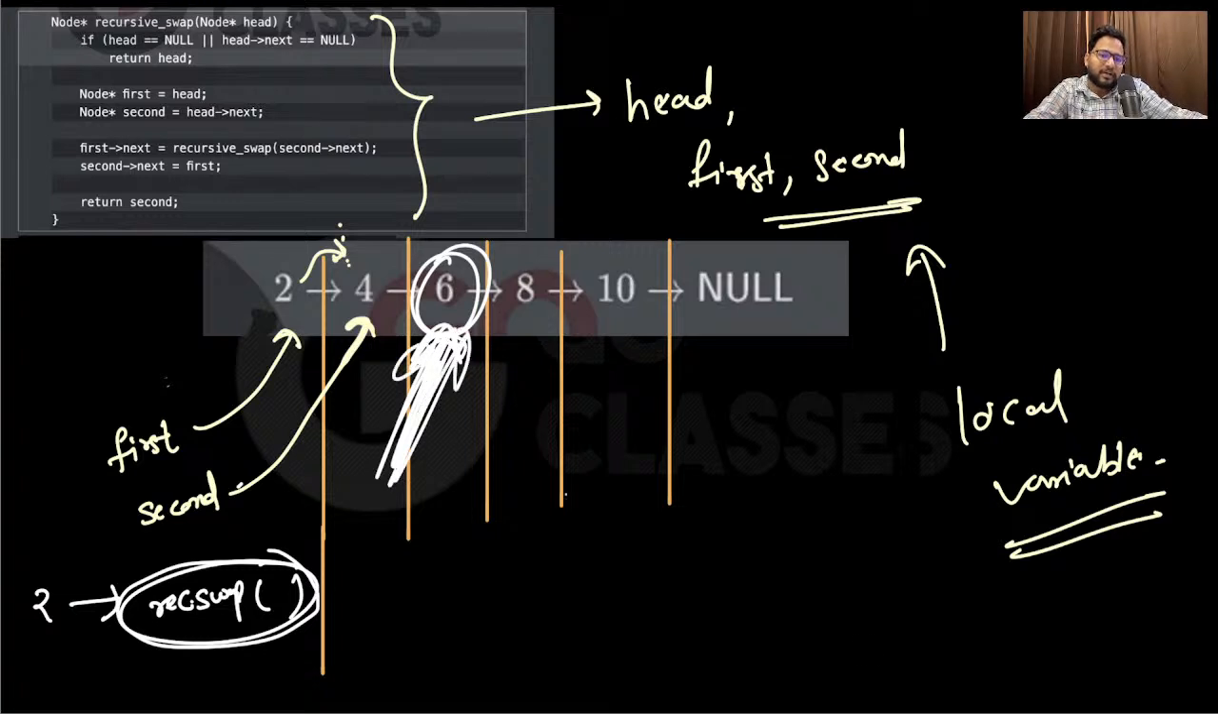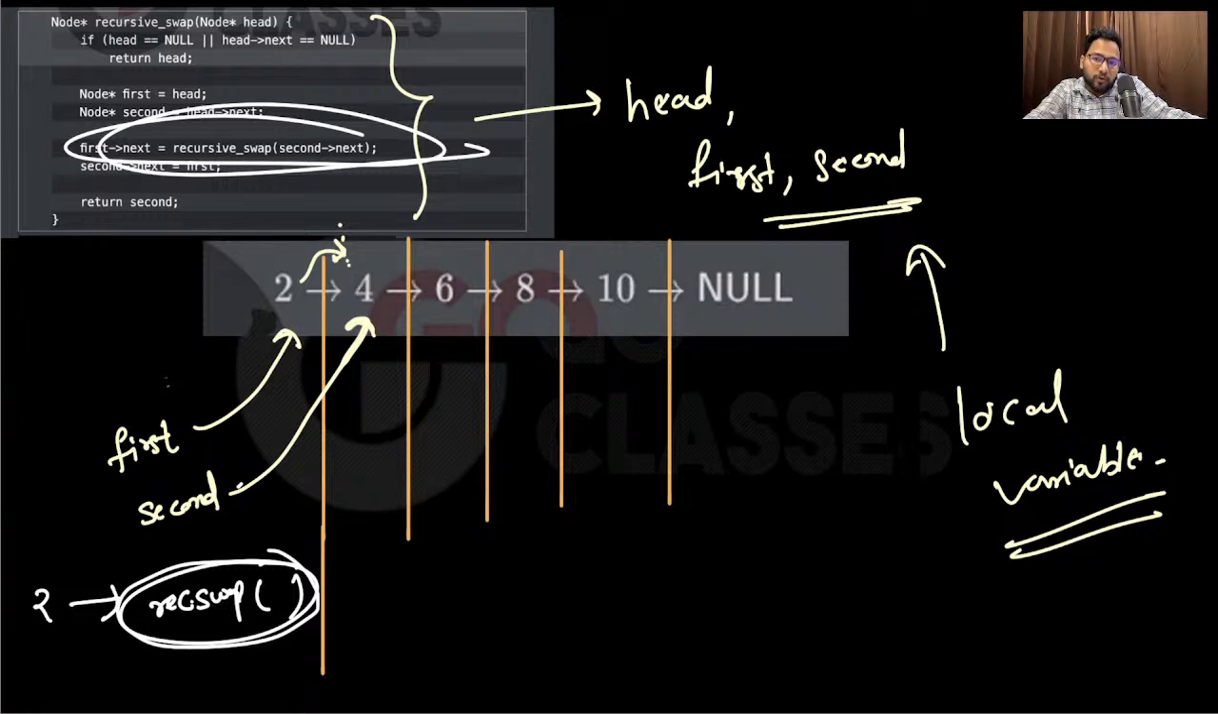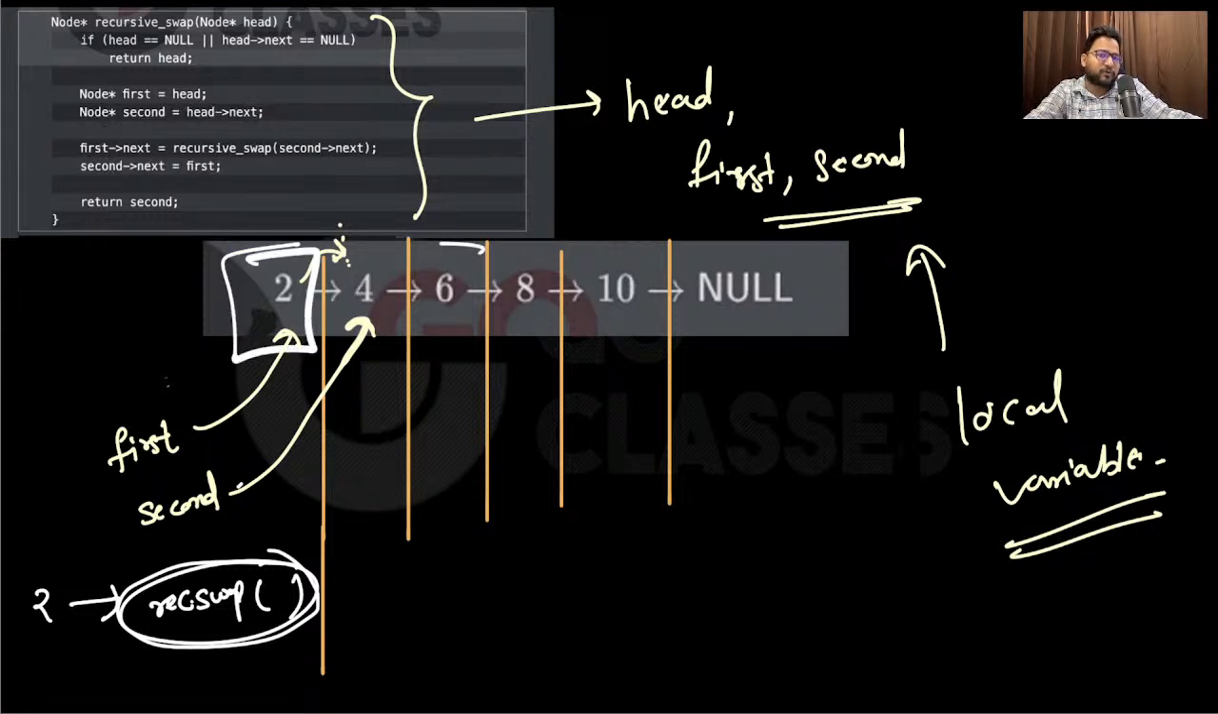Initially I started calling on 2. Now I will be calling next on 6. So initially 2 was called, I mean head was 2 basically. Now head is 6 for the next recursive call. So what I'm trying to say here is that this particular call is for 6, right? The initial call was for 2, but now this particular call is for 6.